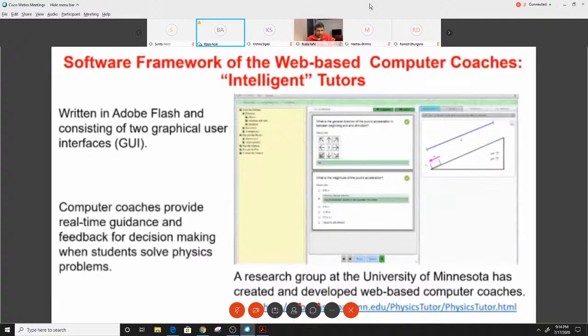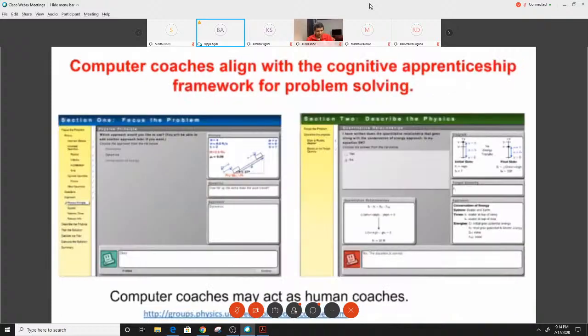And then, obviously, the computer coaches provide real-time guidance and feedback for decision-making when students interact and when they're trying to solve physics problems. So we have two versions of this tool. Version one is already done, and I have this picture for this version, and you can use it, and there is the link. Unfortunately, it is Java Flash, and that is going to expire in December. So we have to think of something else to use a different platform.